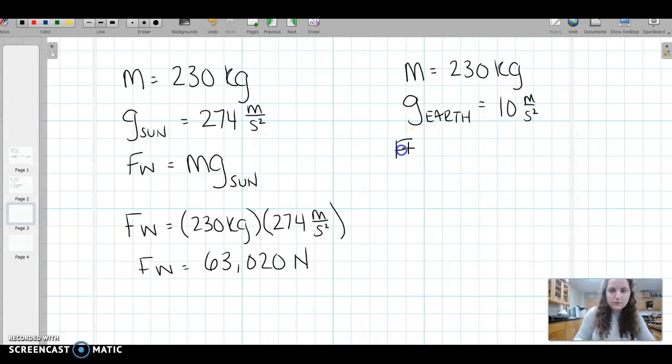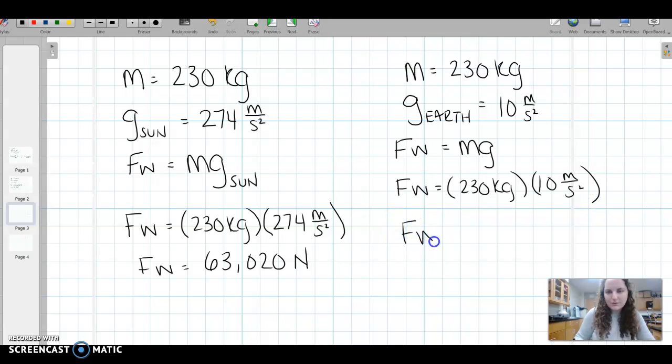And now again, we solve for weight the exact same way. So FW is equal to 230 kilograms times G. So it would be, oops, I already started writing the sums. It would be 10 meters per second squared. Right, so FW would be 2,300 newtons.